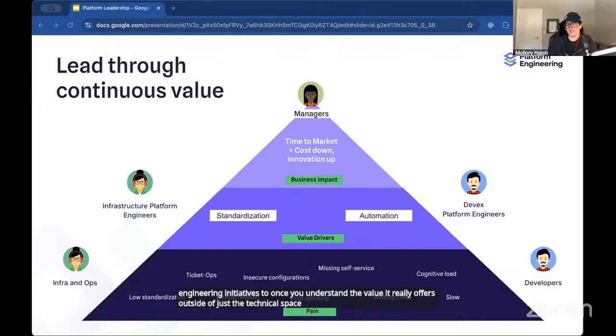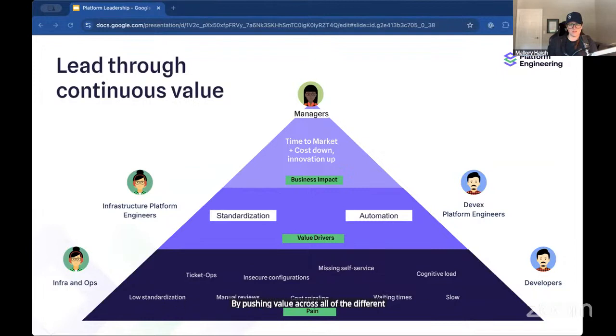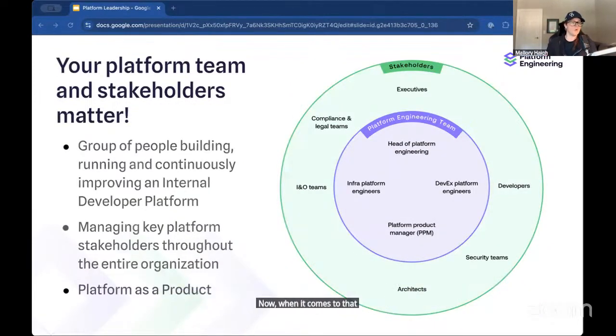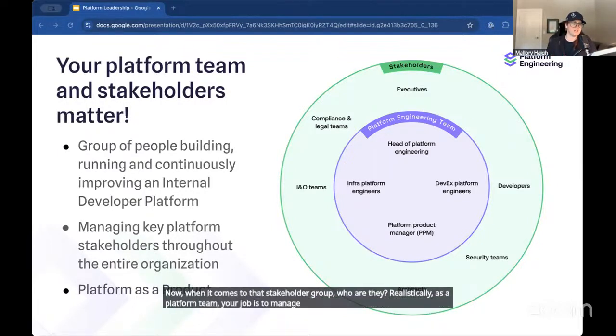So keep this in mind too as you go through the process and continue to lead by pushing value across all of the different stakeholder groups that you have to interact with. Now, when it comes to that stakeholder group, who are they? Realistically, as a platform team, your job is to manage the stakeholders and understand what their needs are.